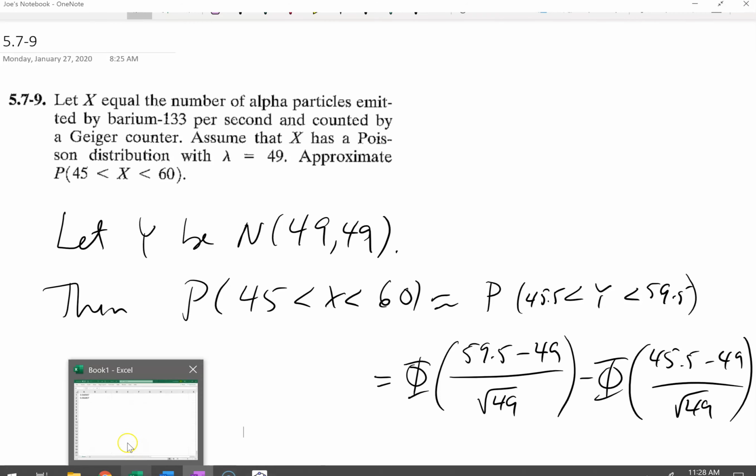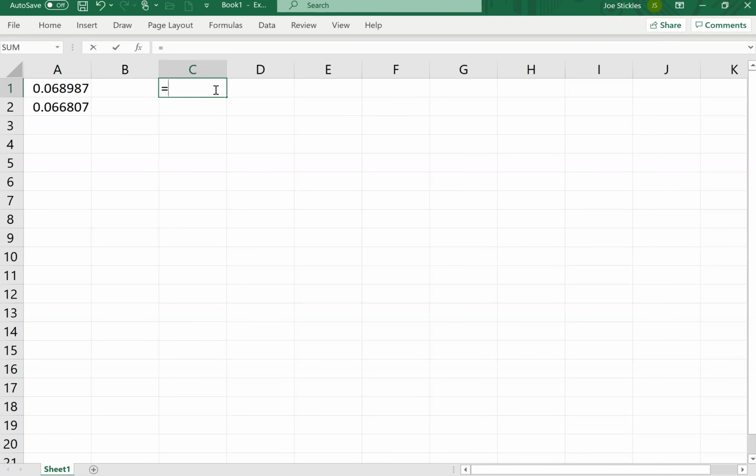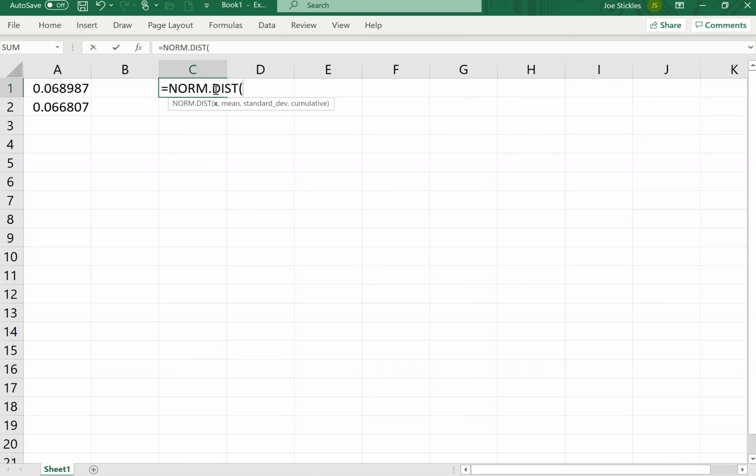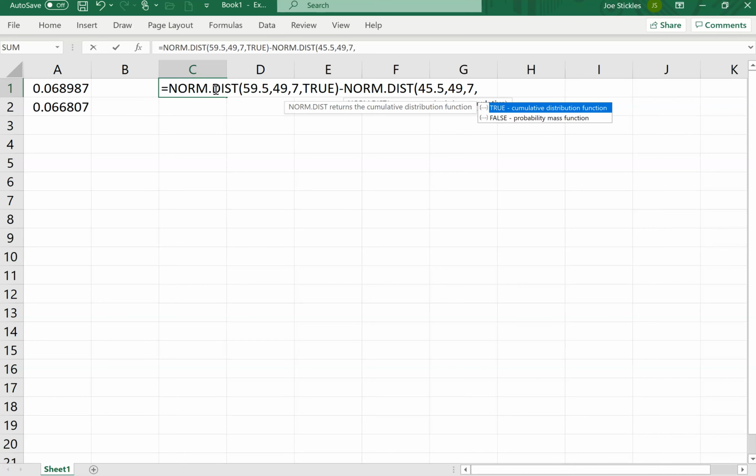All right, so go over to Excel again. The value was 59.5, right? Mean was 49. Standard deviation was 7. That was the right piece, wasn't it? From the right endpoint down. And then subtract off the normal distribution: 45.5, mean 49, standard deviation 7, and cumulative.